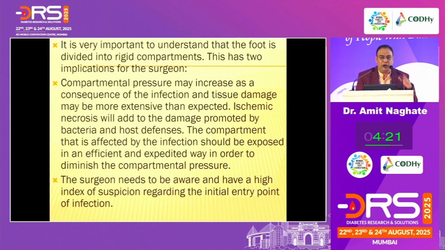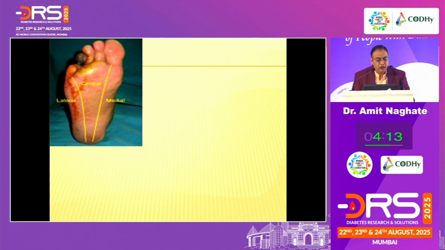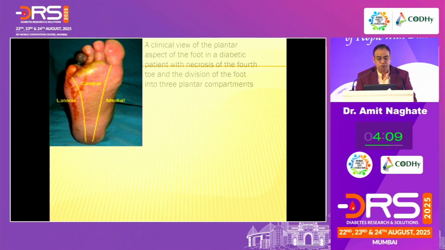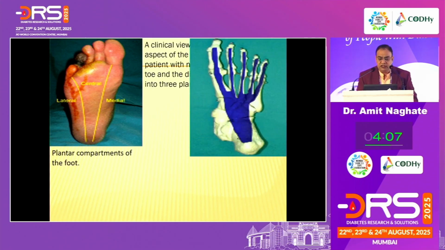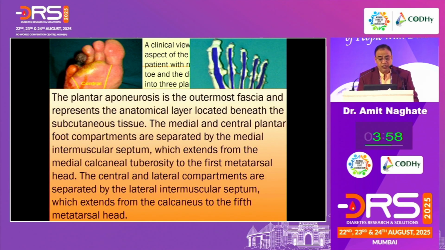and physicians should know that as well, so that they understand the extent of debridement needed, and we can guide the patients and help them. So this is the plantar view, where you can see the lateral, central and medial compartments, and these are the fascias which have been entangled. The foot is more complex, or the compartments are more rigid. The plantar aponeurosis is the outermost fascia and represents the anatomical layer located beneath the subcutaneous tissue.